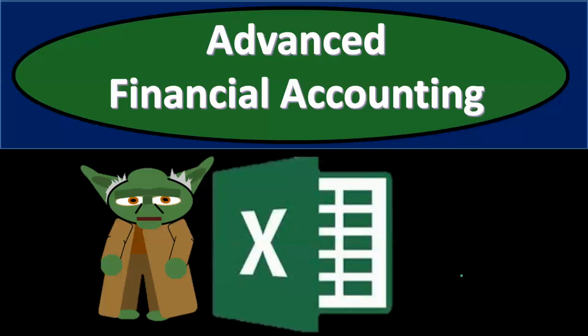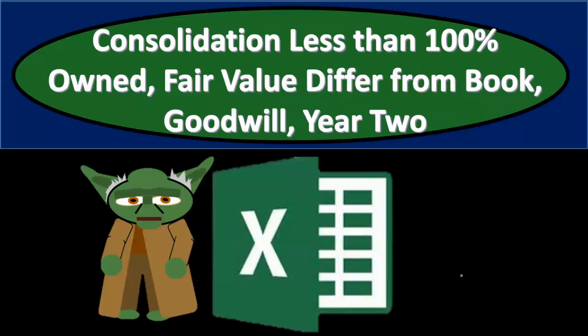Advanced Financial Accounting Excel Practice Problem. In this presentation, we will work a practice problem in Excel related to a consolidation where we have a parent-subsidiary relationship. We have two separate sets of books that we will be consolidating together as if one.